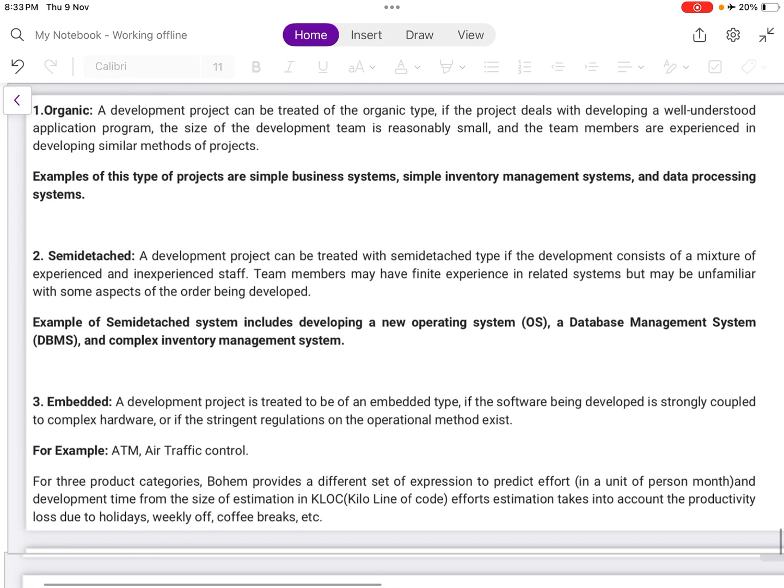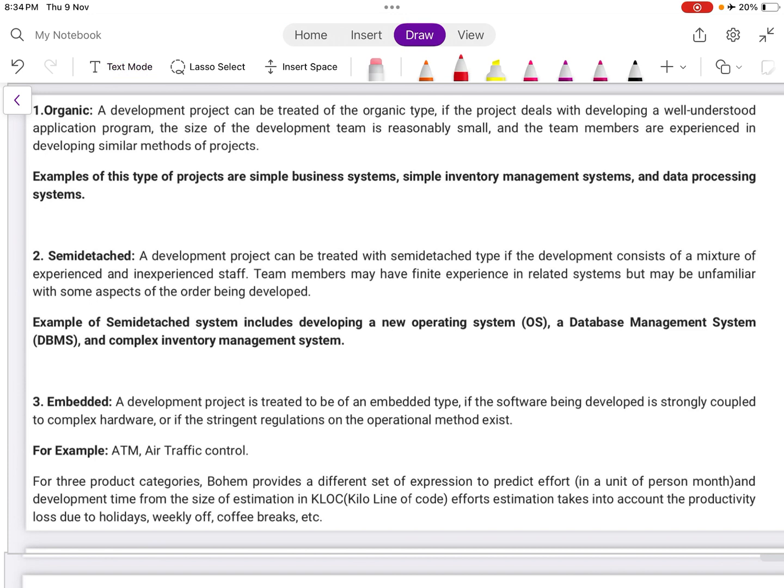Now, what is an organic type? A development project can be treated as organic type if the project deals with developing a well understood application program. The size of the development team is reasonably small and the team members are experienced in developing similar methods of the project. Examples of this type of project are simple business systems, simple inventory management systems and data processing systems. So a development project can be treated as organic if the size is reasonably small and the team members are experienced with the methods of the project.